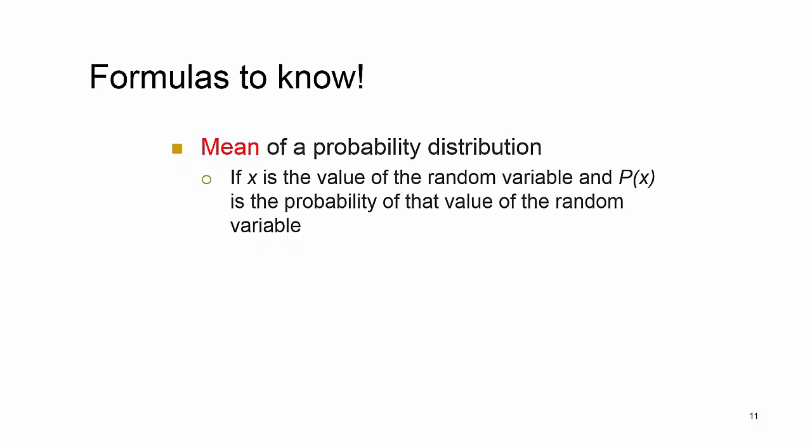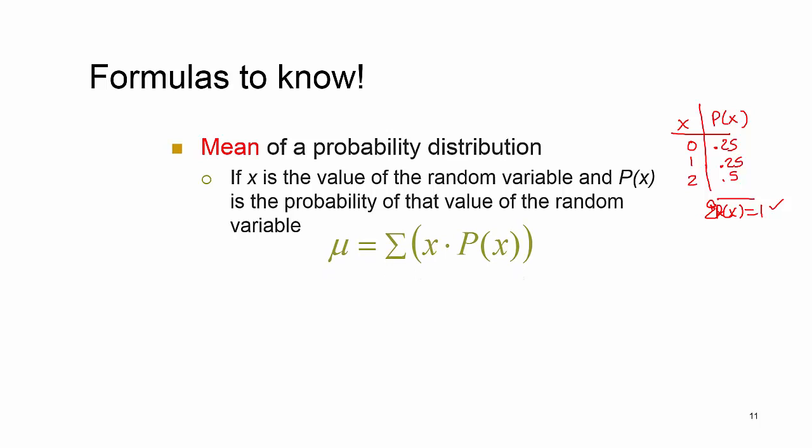So some formulas that we'll need to know for this chapter: the mean of a probability distribution. If x is the value of the random variable and p of x is the probability of that value of the random variable, you'll have different values for x, and you'll have probabilities. Remember that the sum of the probabilities must be 1. So when we have this probability distribution, the mean is equal to the sum of x times p of x.